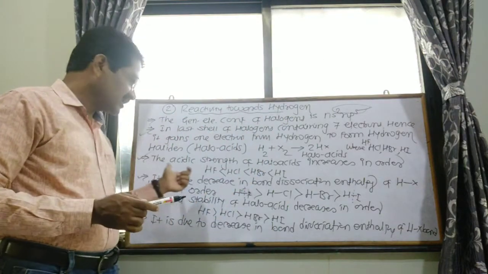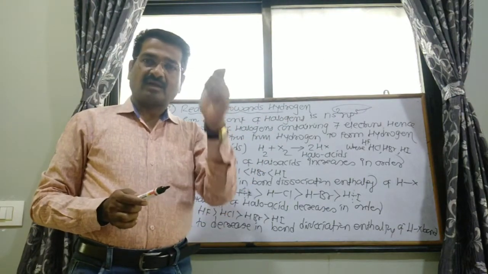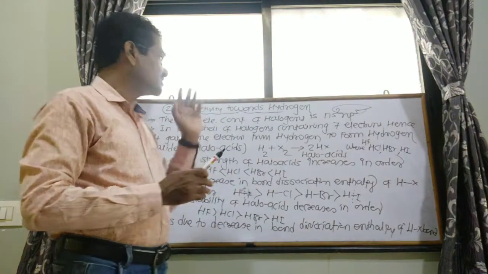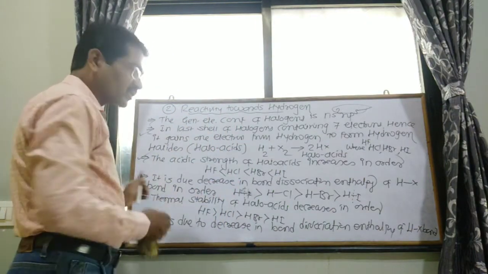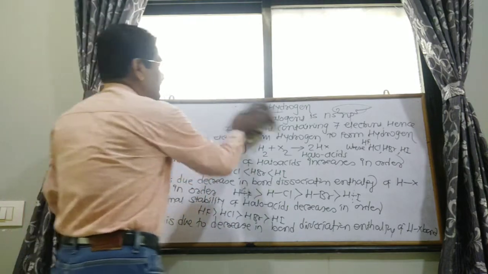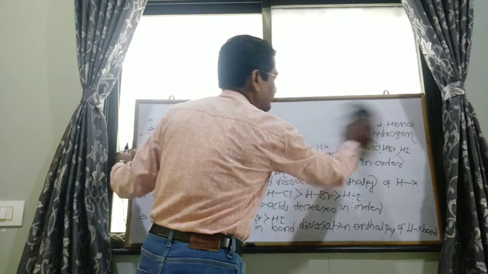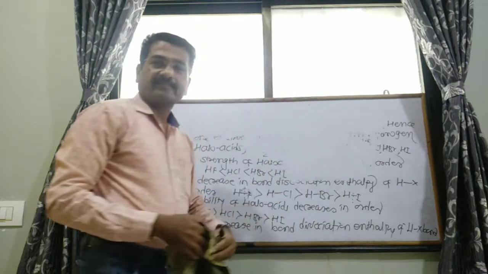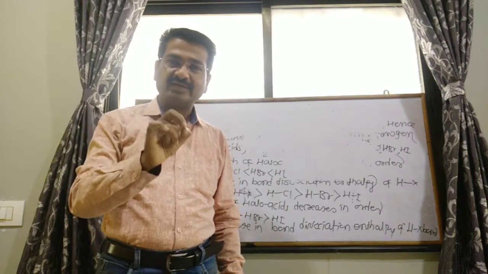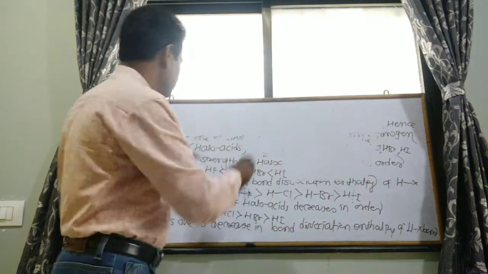These 4 points are a must. Each point carries half mark. So this is a question that can ask for 2 marks in board pattern. Then see the next question, that is reactivity of halogens with other halogens. Reactivity towards halogens.